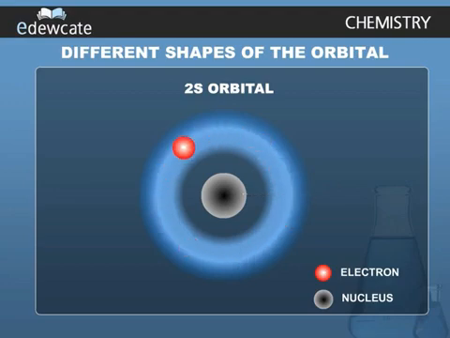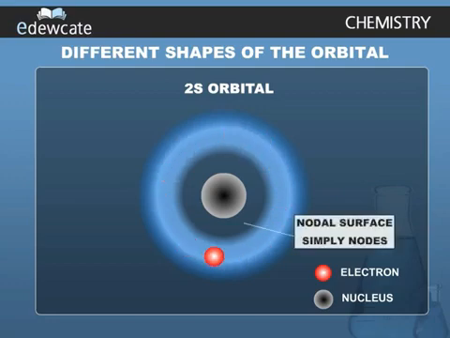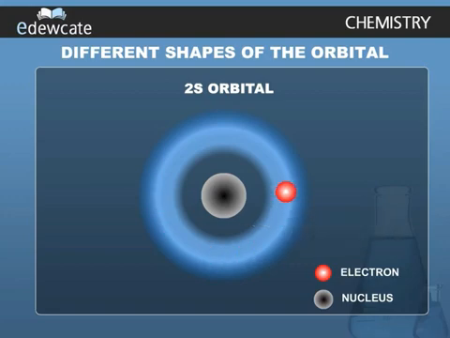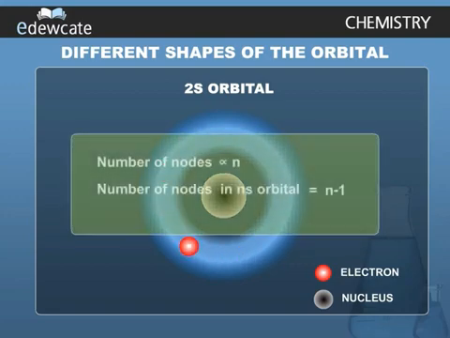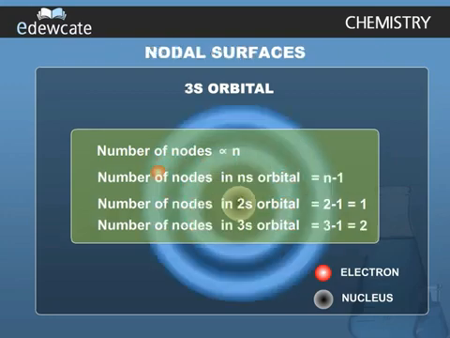The region where this probability density function reduces to 0 is called nodal surfaces, or simply nodes. In general, it has been found that an ns orbital has n-1 nodes. That is, the number of nodes increases with increase of principal quantum number n. In other words, the number of nodes for the 2s orbital is 1, 2 for the 3s orbital, and so on.